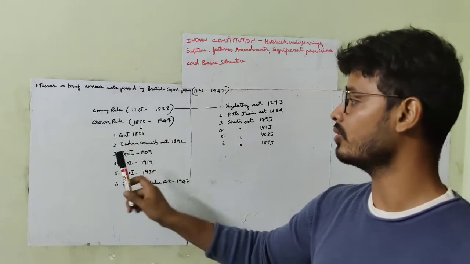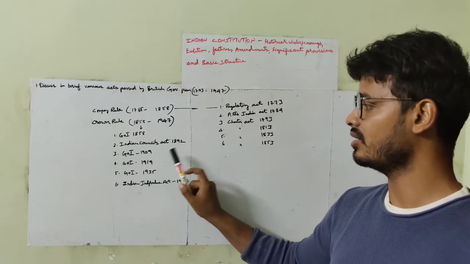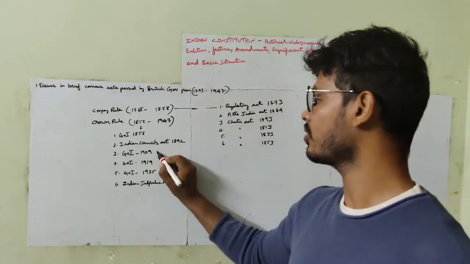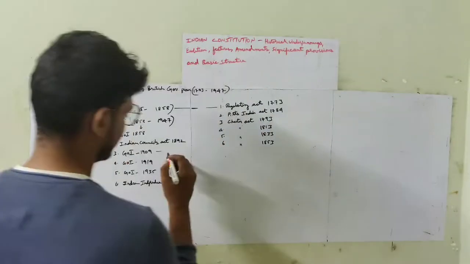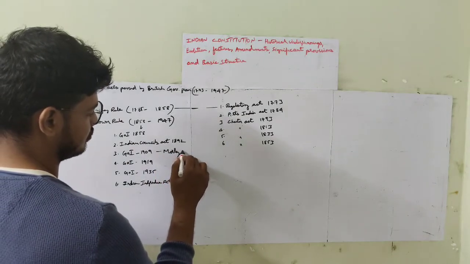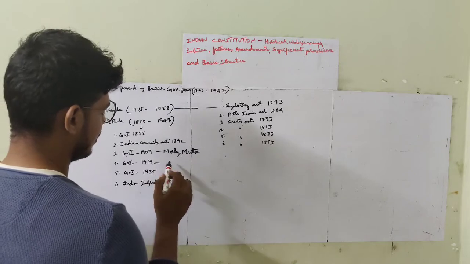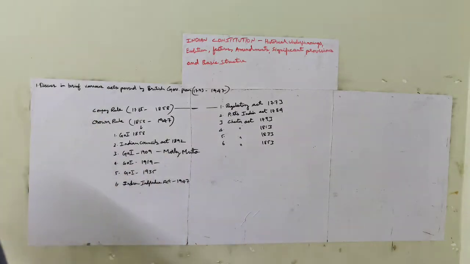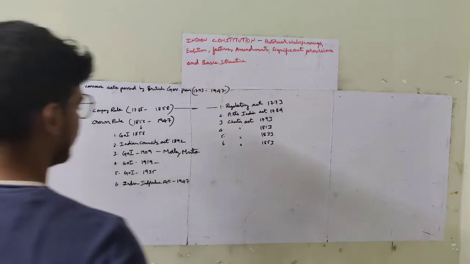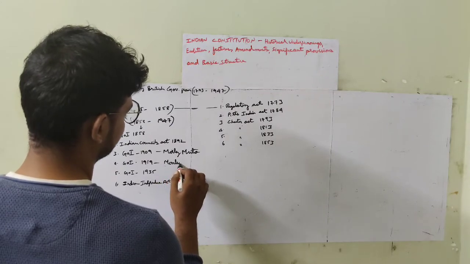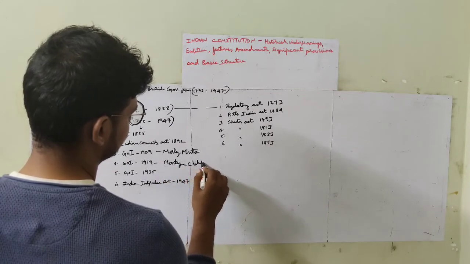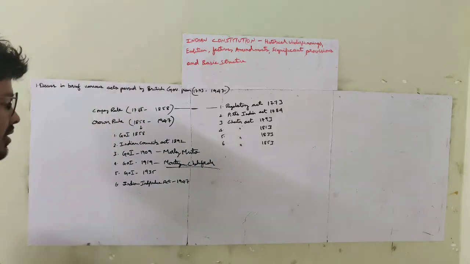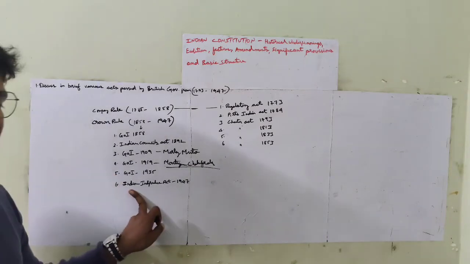And these are the 6 acts in the crown rule: Government of India Act 1858, Councils Act 1892, 1909, also called the Morley-Minto reforms, 1919, the Montagu-Chelmsford reforms, the Government of India Act 1935, and finally the Indian Independence Act in 1947.